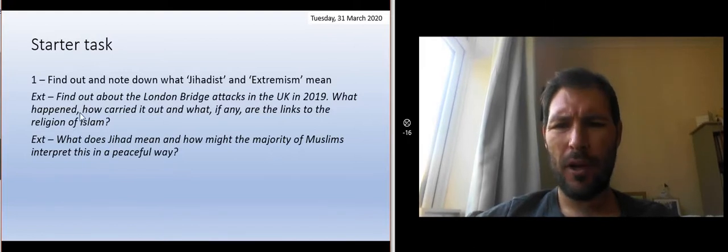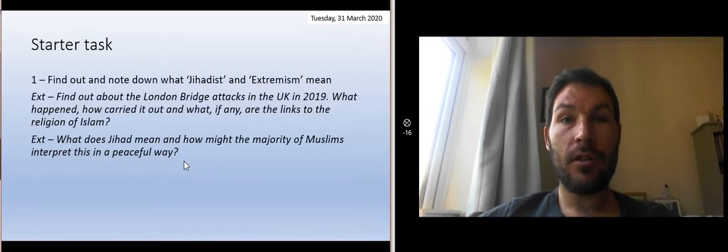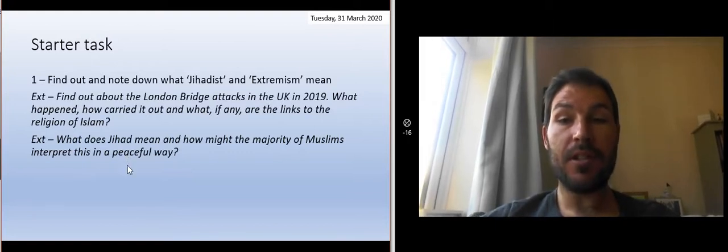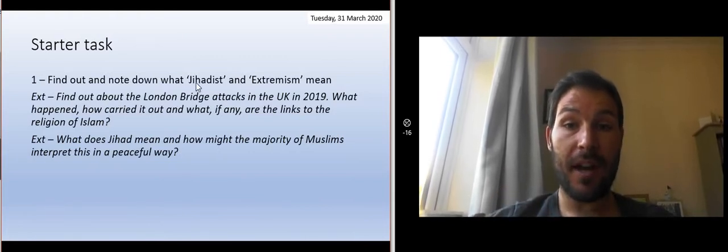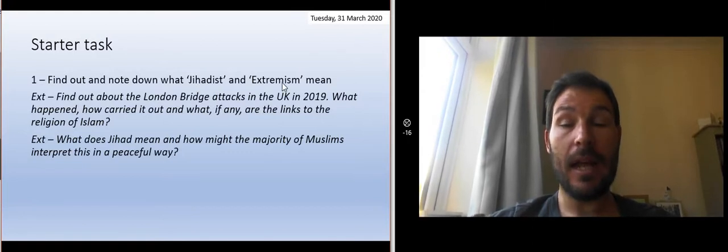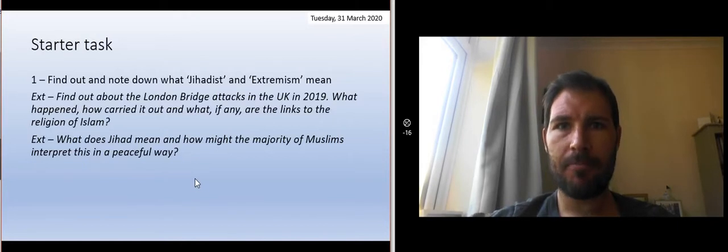Who, I should say who, not how, my goodness. Who carried it out, and what, if any, are the links to the religion of Islam? Or, what does jihad mean, and how might the majority of Muslims interpret this in a peaceful way? The hint for that is to look at the two different terms, lesser and greater jihad. Lots of information there. The first and most important one is to go and find out what the terms jihadist and extremism mean, and write them down in your book. So pause the video now, go and find those.